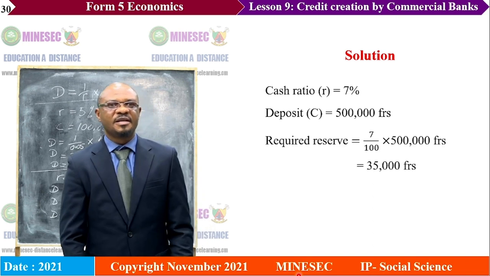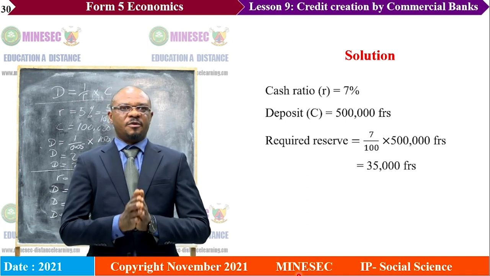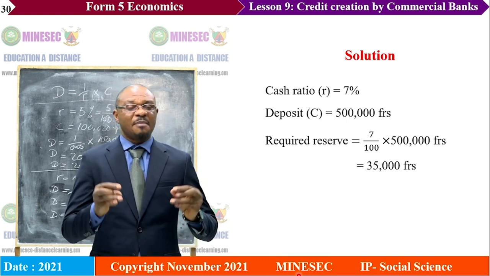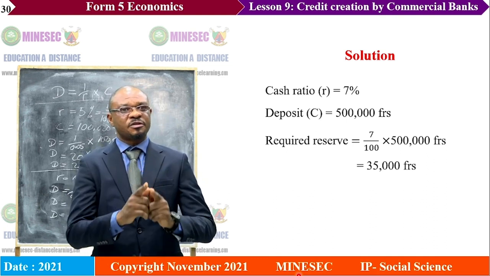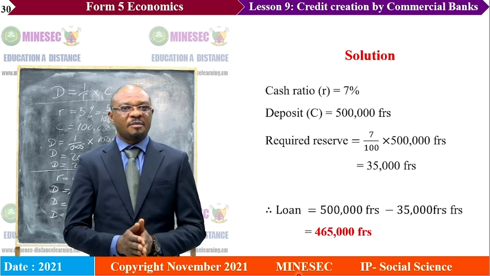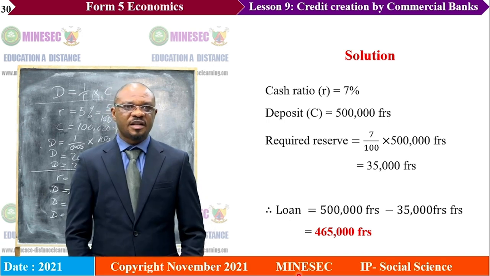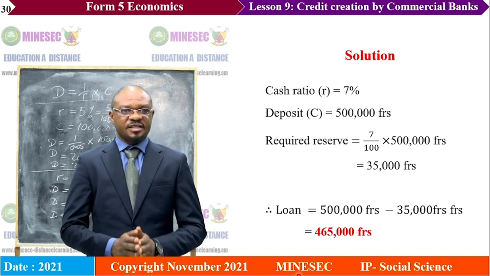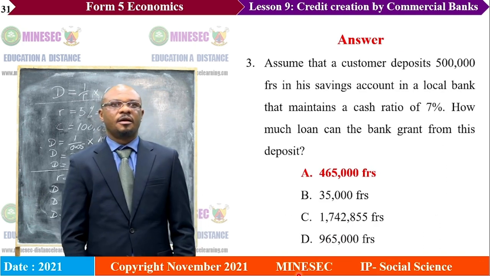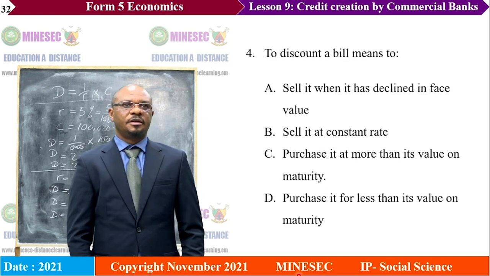So again, going by the formula, cash ratio is 7%, and the initial deposit C is 500,000 francs. It means that the required reserve that the bank must hold would be 7% of 500,000 francs, which is 35,000 francs. So that is the amount of cash that the bank must keep from that deposit of 500,000 francs. That would mean that the amount the bank can grant as loans would be 500,000 minus 35,000, which gives 465,000 francs. So the correct answer is 465,000 francs, which is A.